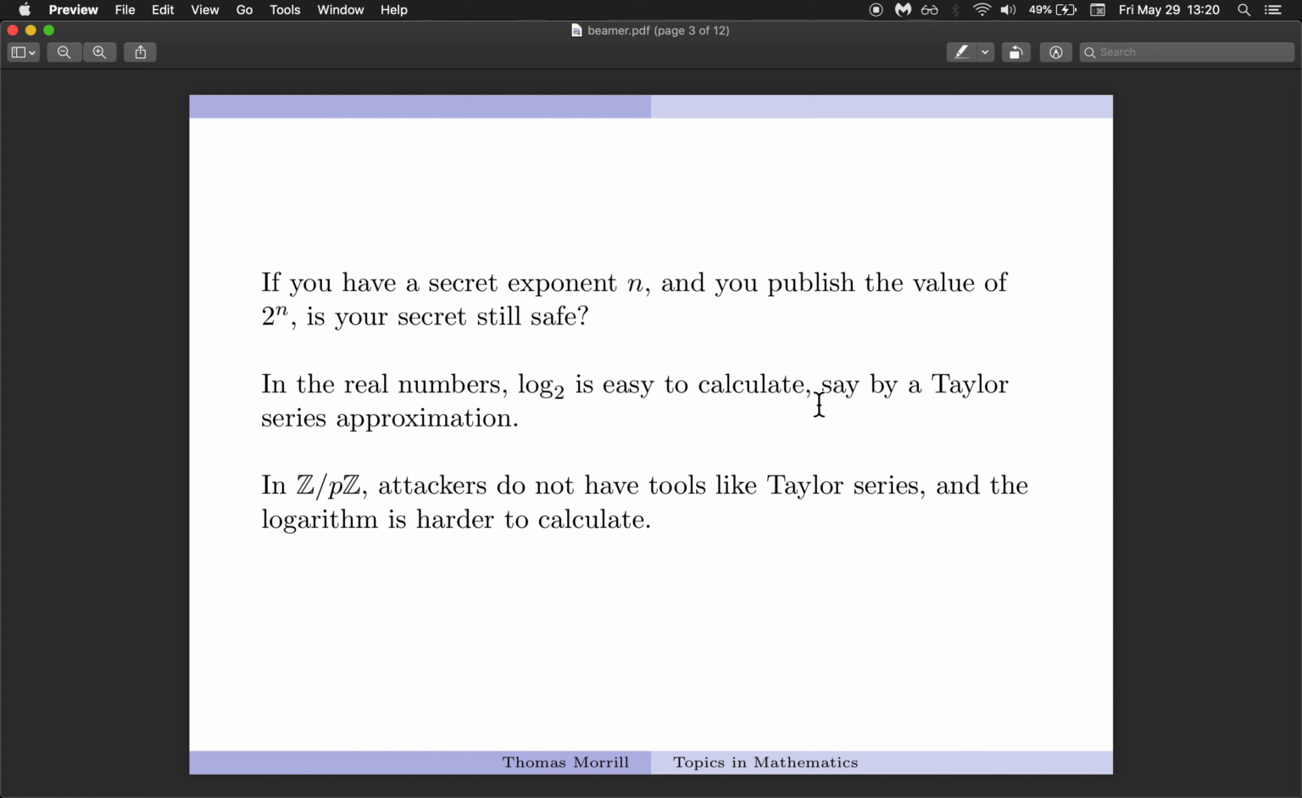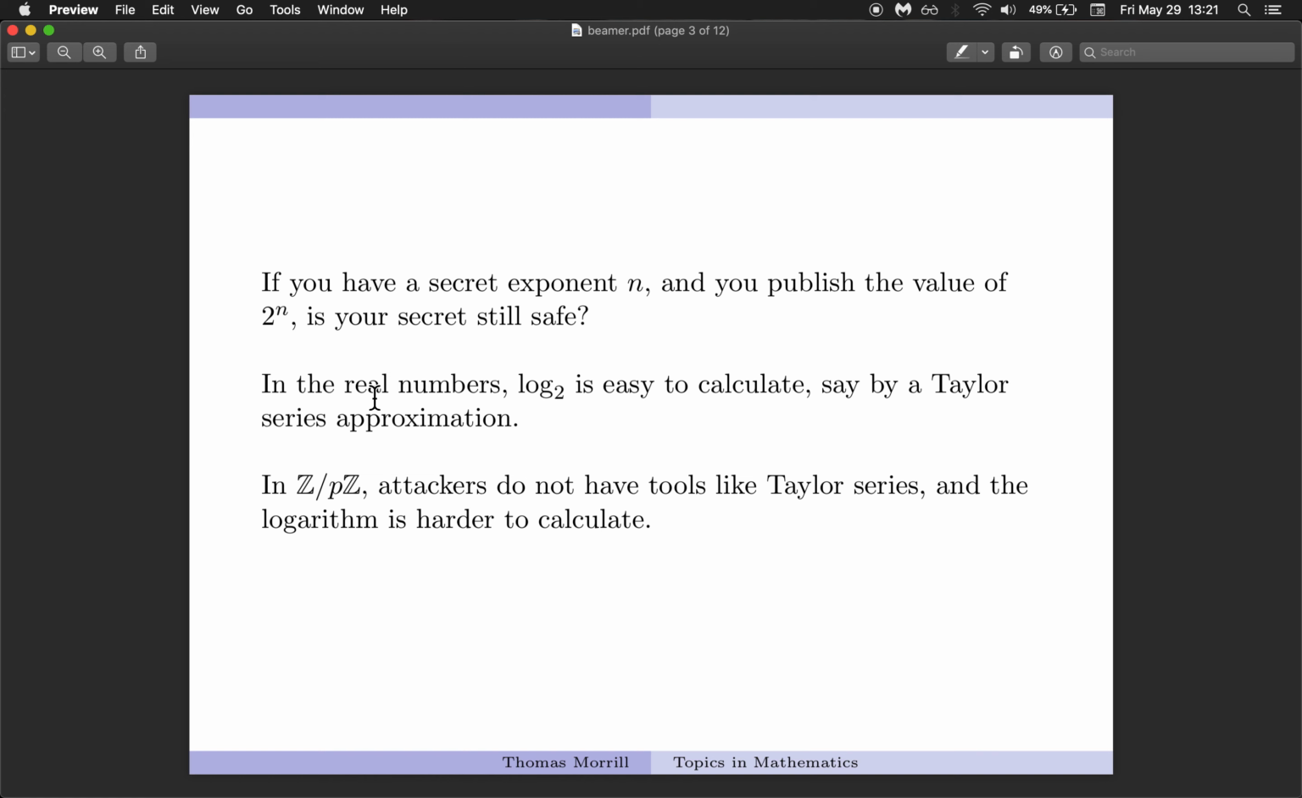The way that we resolved this, or rather the way that Diffie and Hellman resolved this, is to work over the integers mod p instead. The reason you can use a Taylor series to make the logarithm very easy to calculate is that in the real numbers, the logarithm function is increasing. The real numbers are this nice continuous domain, and so you can make those kinds of approximations and get your calculations as close as you need to be.